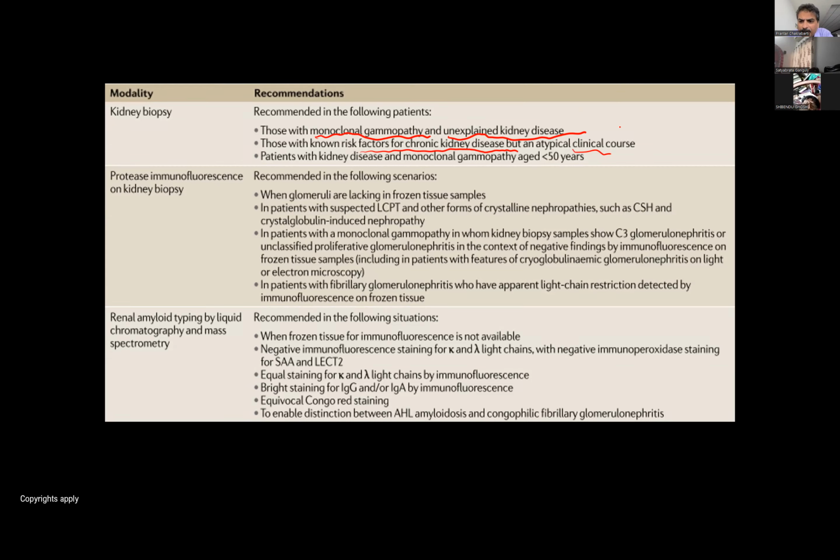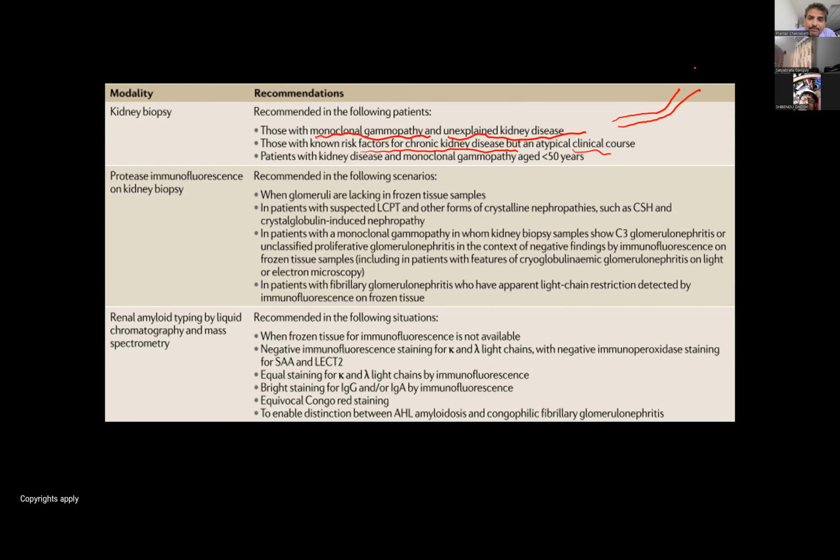Atypical clinical courses, like I was telling you, the proteinuria was something like this going on. Suddenly it goes like this. Or the creatinine was like this, suddenly going on like this. That is the candidate for kidney biopsy.